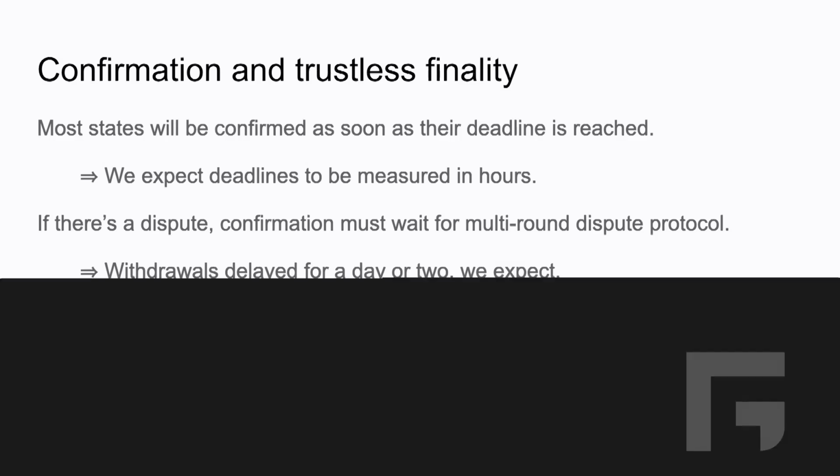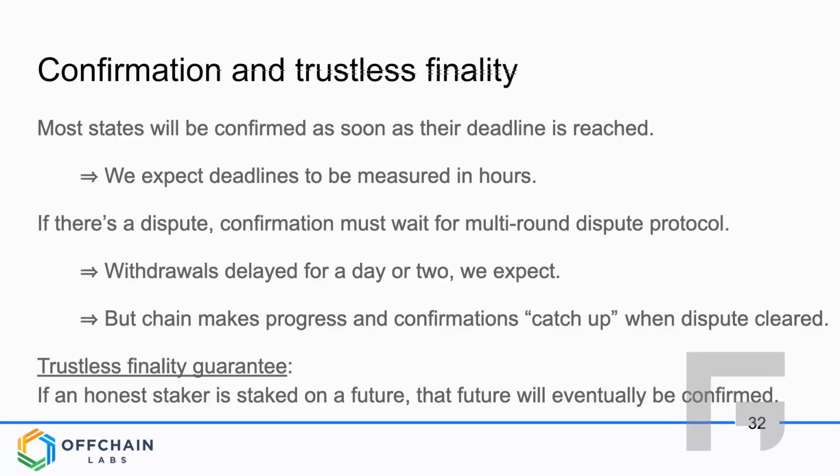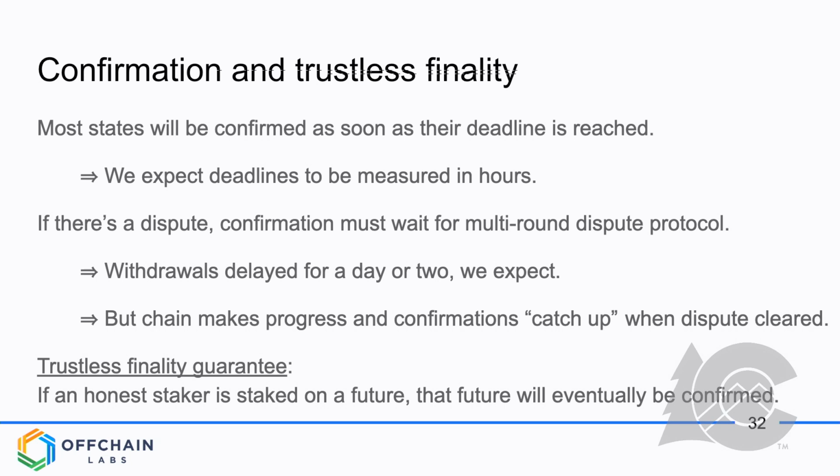We also provide trustless finality. So most of the state updates that are made are going to be confirmed as soon as their deadline is reached. If nobody's malicious, that's what's going to happen. We expect the deadlines in production to be measured in hours. If there's a dispute, the confirmation of that node has to wait for a multi-round dispute protocol, so the withdrawals at that point might be delayed for a day or two, but the chain still makes progress, and as soon as the dispute is cleared, the chain will catch up. And you'll be able to confirm all the things that were waiting on that dispute.